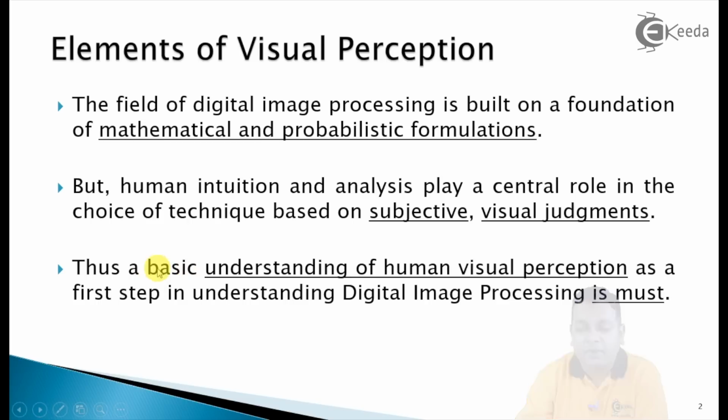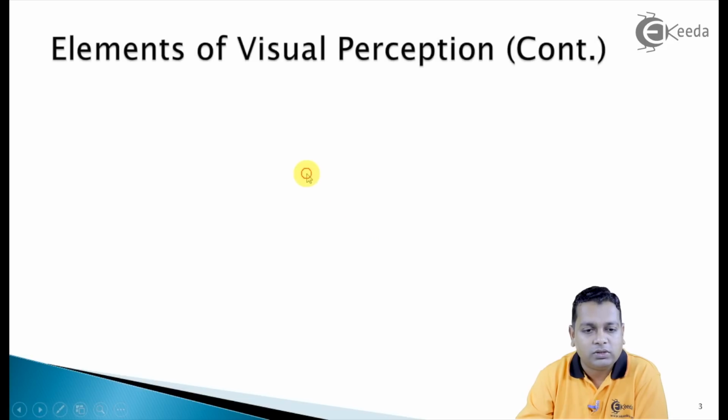Thus a basic understanding of human visual perception is the first step in understanding digital image processing. So this is a must, and thus we have this topic in our curriculum. We move further into the same topic, elements of visual perception.